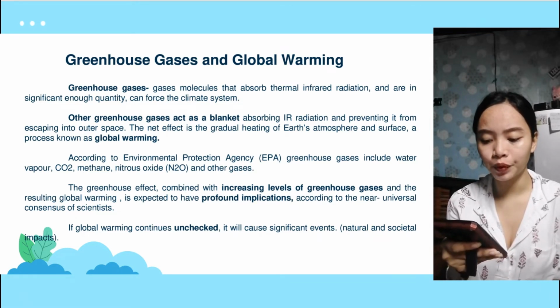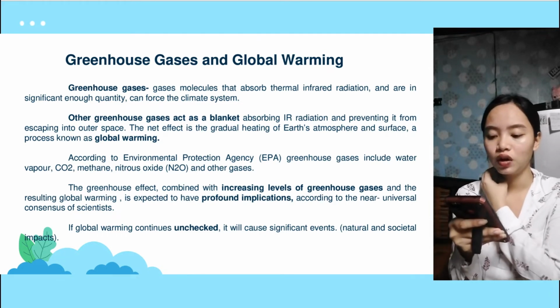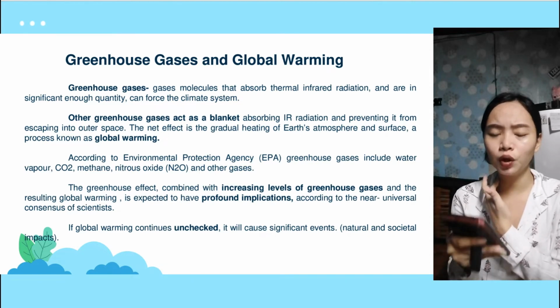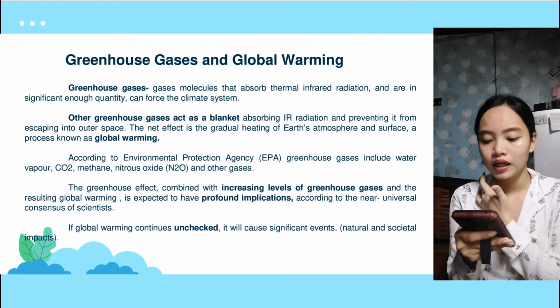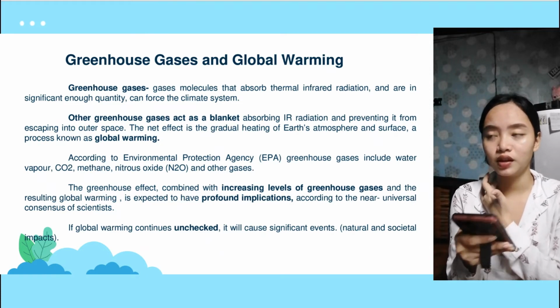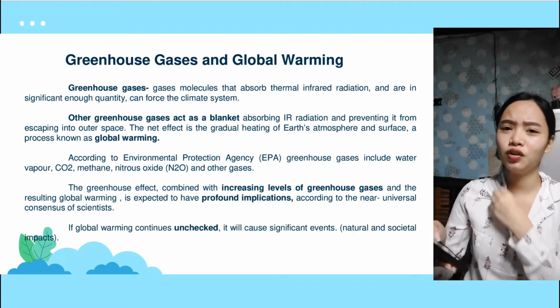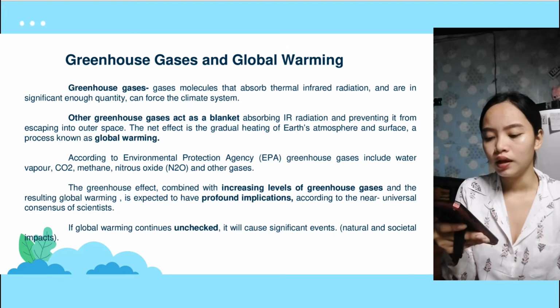It is expected to have profound implications. So, according to the near universal consensus of scientists, if global warming continues unchecked, it will cause significant natural and societal impacts. So, daghan gyud og mga damage if this global warming continues.